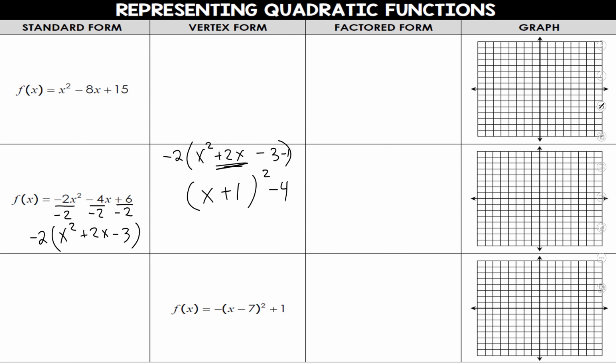Now remember, we have a -2 on the outside, so I'm going to put that -2 on the outside. And then I distribute it in. So -2 times this, I'll just put -2 on the outside. And then -2 times -4 is +8. So this is your vertex form.